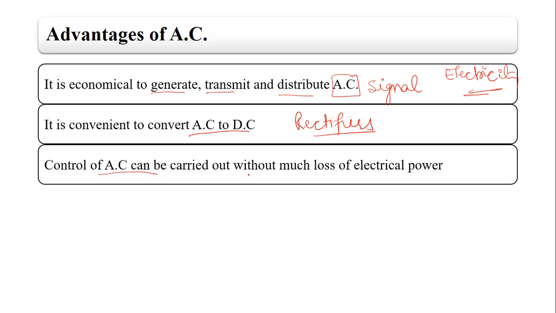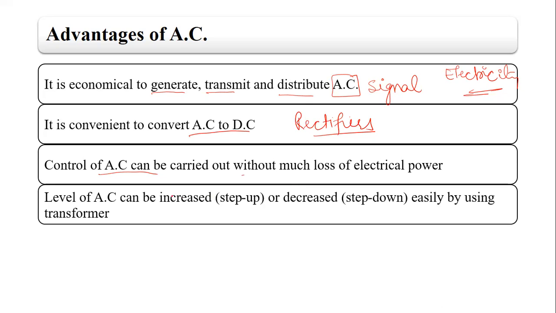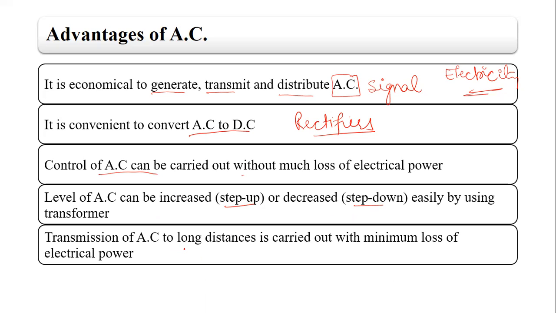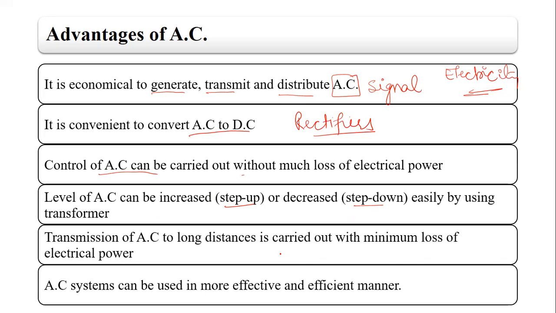Control of AC signal can be carried out without much loss of electrical power. It means that we can control the magnitude and phase or the various quantities of AC without increasing the losses, or with minimal losses. It is convenient to step up or step down the level of the AC with the help of a transformer. Transmission of AC to long distance is very economical and cost effective because it can be carried out with minimum loss of electrical power.